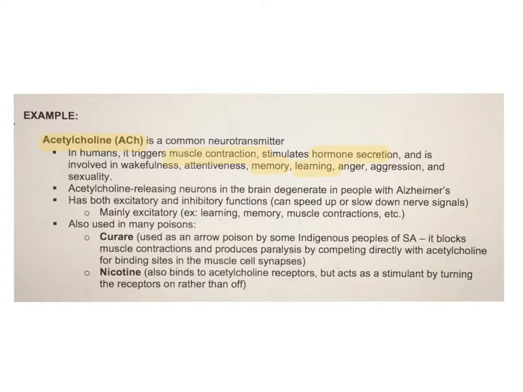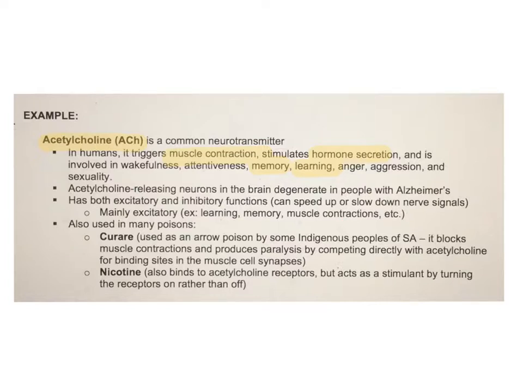So acetylcholine can have both excitatory and inhibitory functions. That means they can either speed up or slow down nerve signals. So if they want it to continue or if they want it to block something, they can do both of those things. But the majority of what it does is excitatory. So learning, it wants to be able to pass those messages on. Memory, muscle contractions. Okay, we want the message to get all the way from our brain to our spinal cord and to the muscle so that it can actually contract. So those would all be excitatory.